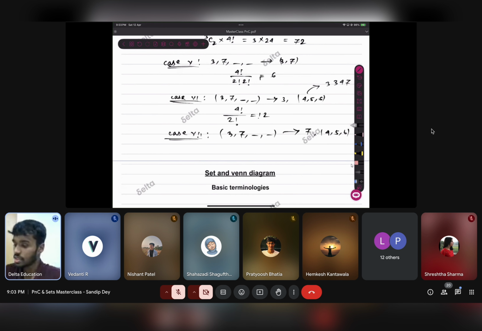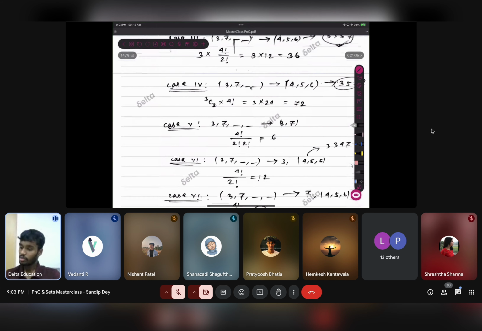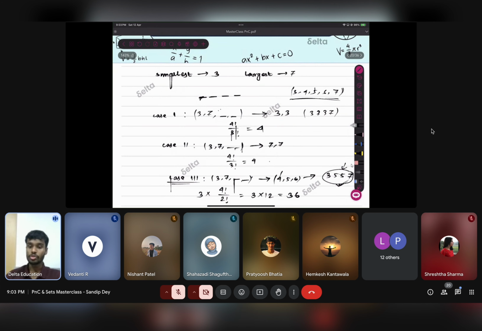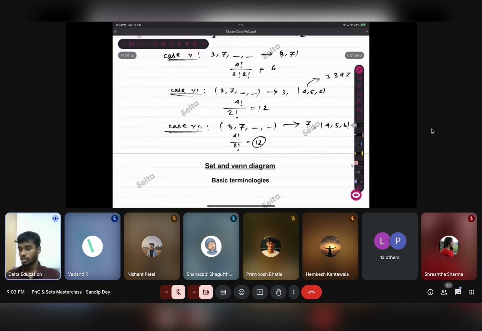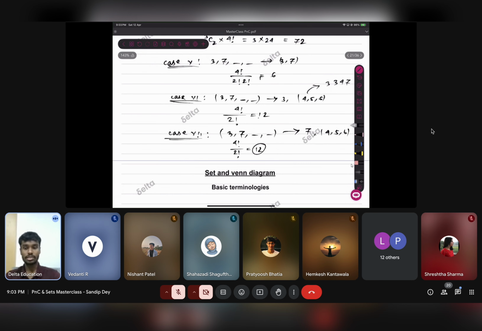So for this also, I am going to get 4 factorial divided by 2 factorial permutations. So total 12 arrangements there. Then now you have to add all of those total number of permutations to get your answer. Making sense?